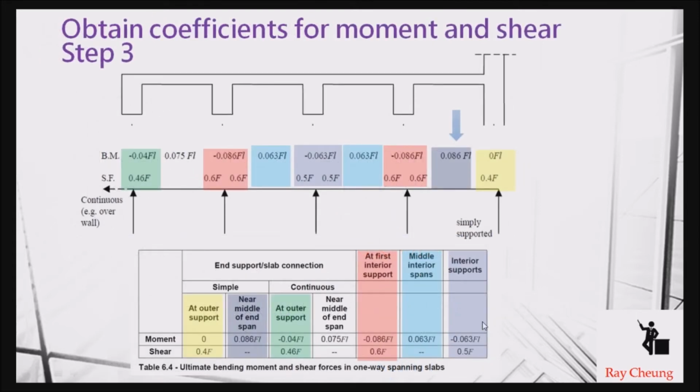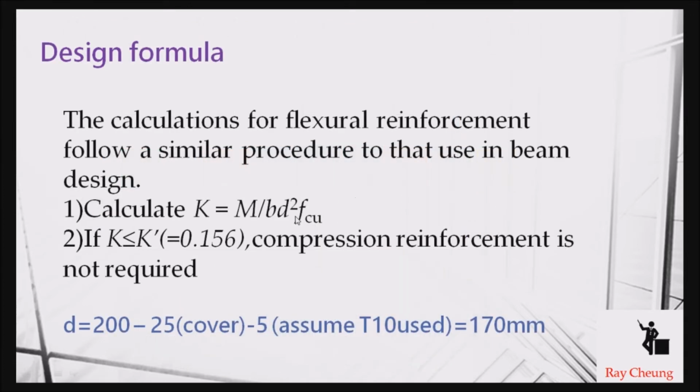And this is the very common table to show you the typical moment coefficients. That means, for example, the interior support like this one is 0.063. You just follow this parameter and you can calculate. And then this is also the formula, and you can find out d, the effective depth of the steel reinforcement. That means we subtract the cover and half the size of the bar. You can find out the effective depth.